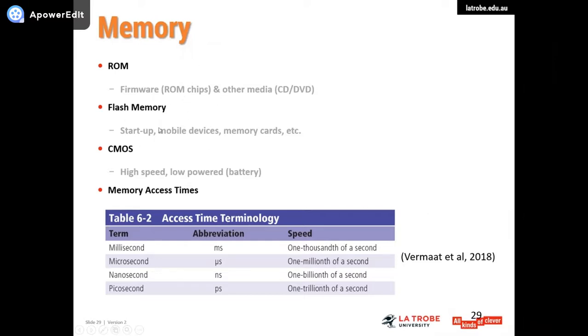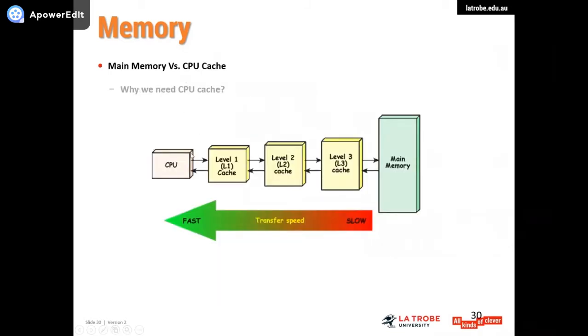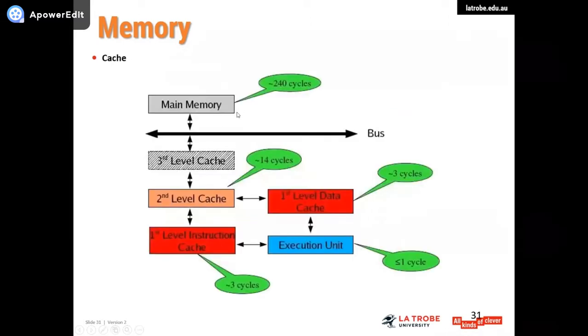There's the memory access time. For memory access time, you should know the speed ranking of the different components: the CPU, level 1 cache, level 2, level 3, and main memory. Which is the fastest, which is the slowest? Same for this figure: for the main memory and different levels of the cache, what is the typical number of cycles to access the memory?